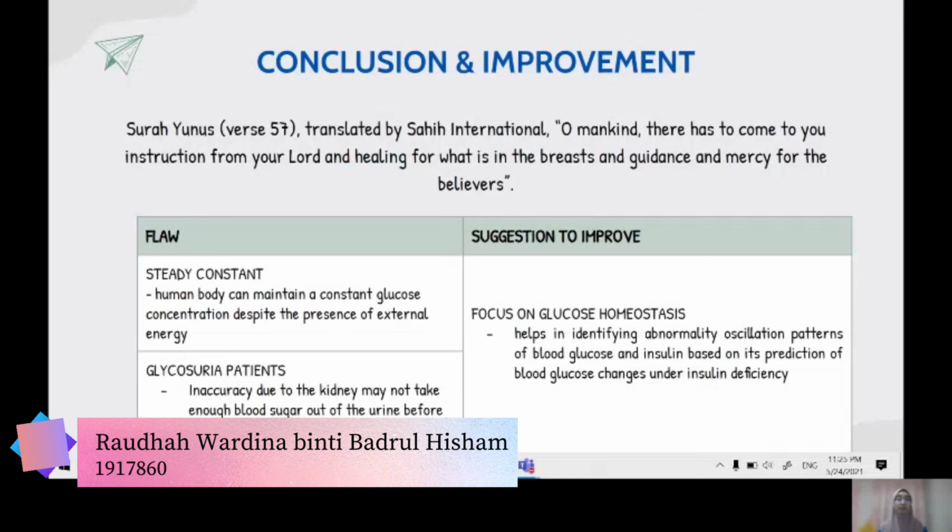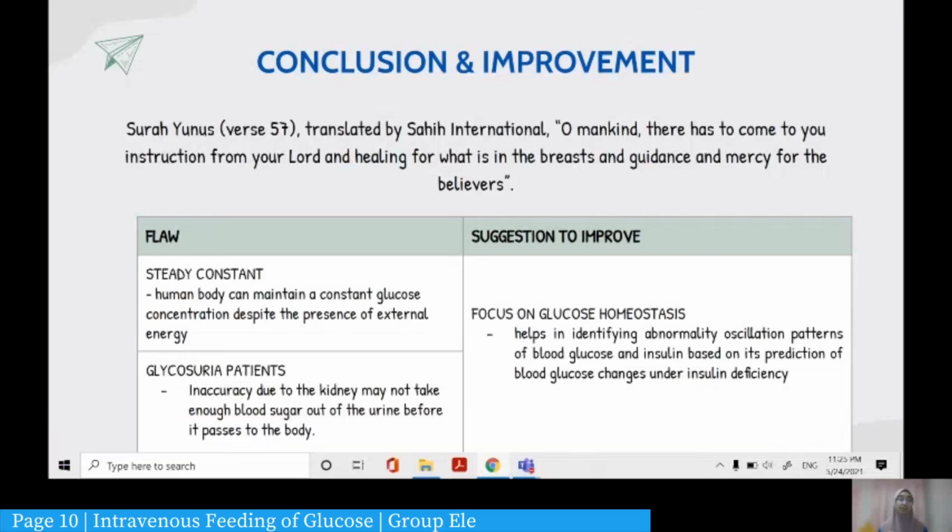Bismillahirrahmanirrahim. For conclusion and improvement, inshallah, in Surah Yunus verse 57, Allah has reminded us to take care of our health as believers. We have two flaws for this project, which are our study constant and also glycosuria patients. Our study constant is because the human body can actually maintain a constant glucose concentration despite the presence of external energy. Meanwhile, glycosuria patients, also known as those who have diabetes, lead to inaccuracy in the calculation because the kidney may not take enough blood sugar out of the urine before it spreads throughout the body.